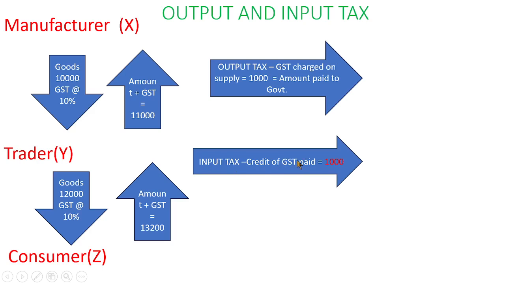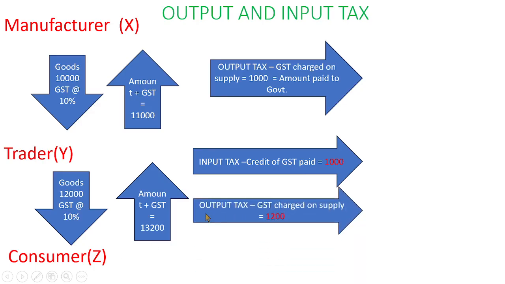So input tax credit of GST paid is 1000, and he already collected 1200 from Mr. Z, the consumer. So it is called output tax. It is his liability towards the government. So output tax is GST charged on supply, that is 1200. So for the trader, there are two types of taxes: input tax, which he paid, and output tax, which he collected. So in this case, his liability to pay tax is 1200, but he already paid 1000 to Mr. X, so his net liability is only 200.